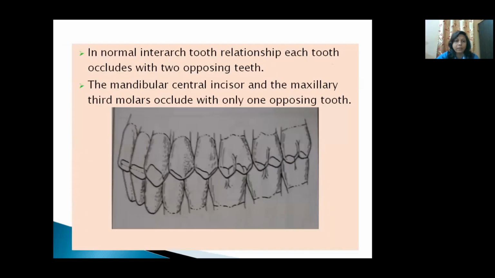Here we can see in normal interarch tooth relationship, each tooth occludes with two opposing teeth like this. This tooth has two opposing teeth, this tooth has two opposing. The mandibular central incisor and the maxillary third molars are exceptions because they have only one opposing tooth.